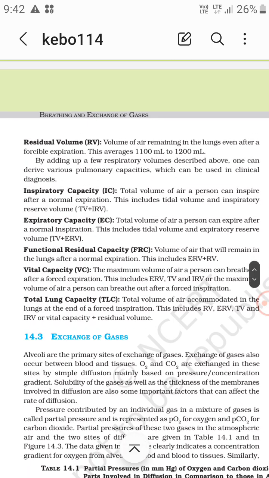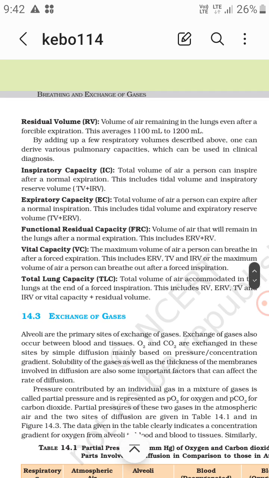Now inspiratory capacity, IC, is the total volume of air a person can inspire after a normal expiration. After a normal expiration you can inspire forcibly, and that is the inspiratory reserve volume. So tidal volume plus inspiratory reserve volume gets included in the inspiratory capacity.